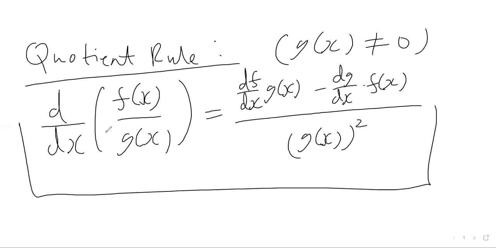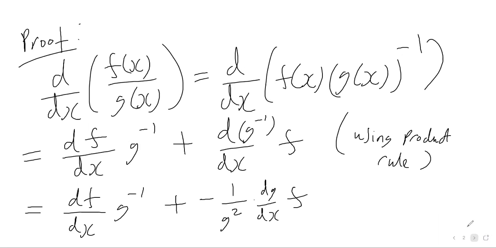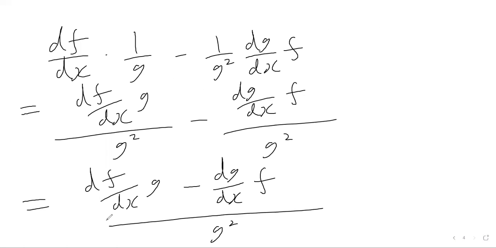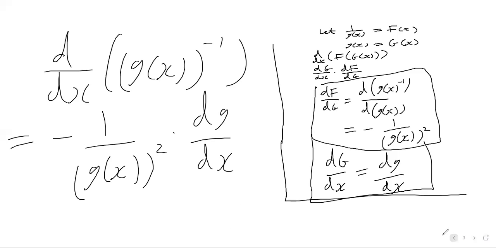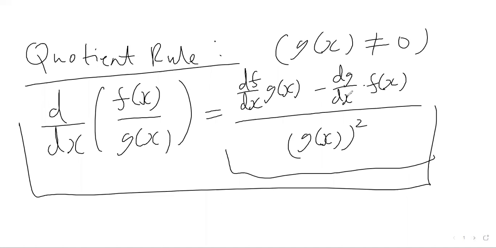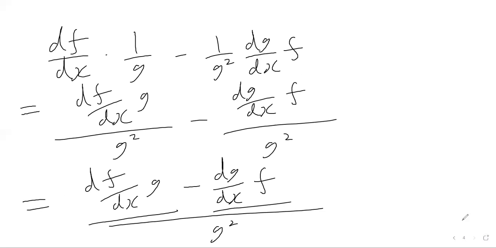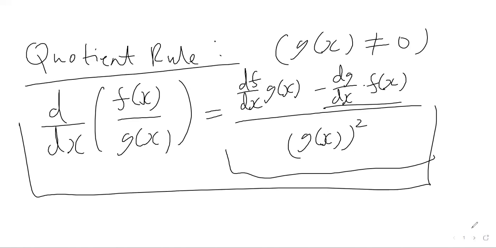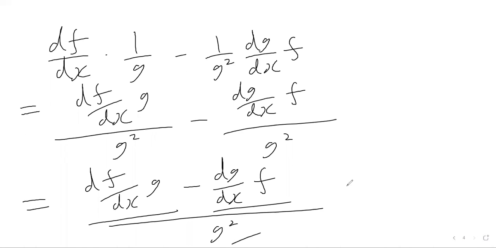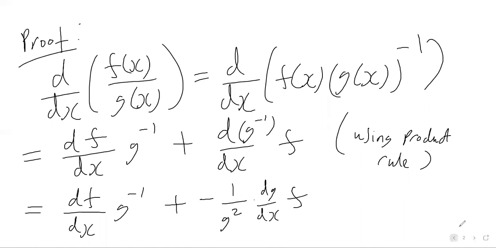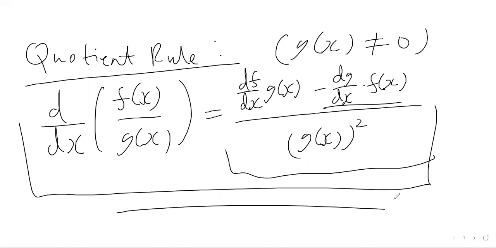That fraction is exactly the same as what we've got over here, actually. So df by dx times g, that's that bit there. And then subtract dg by dx times f, that's that bit there, and that corresponds with that there. And then on the bottom, we've got g of x squared, and that's what we've got down there. And so we've proved the result for why the quotient rule is the quotient rule. So this is the quotient rule, and this is how we prove the quotient rule.